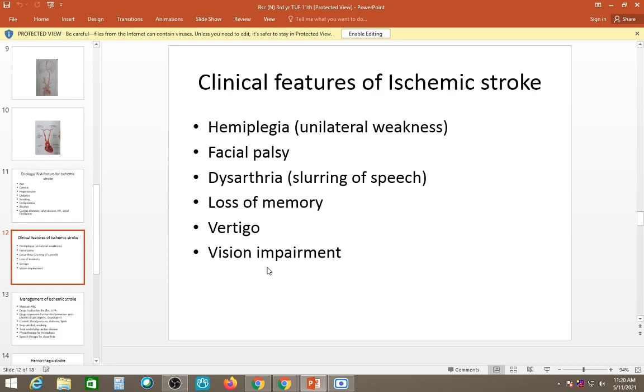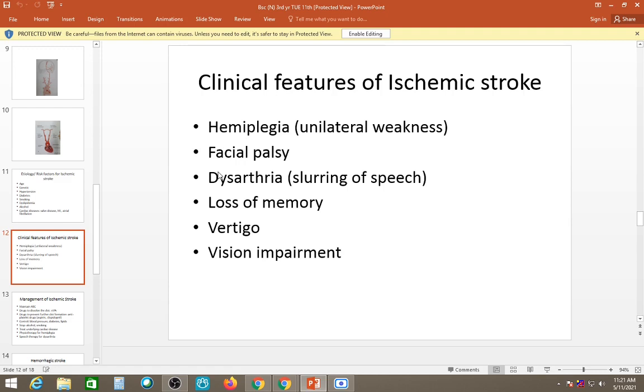When the blood supply of the brain is blocked, not the whole brain, but a focal part of the brain, and that area of the brain tissue dies, then it will cause clinical features of ischemic stroke. What are the features? Most important is hemiplegia. It can cause paralysis of one side of the body. Hemi means one, so half of the body is paralyzed. So unilateral weakness or paralysis, hemiplegia.